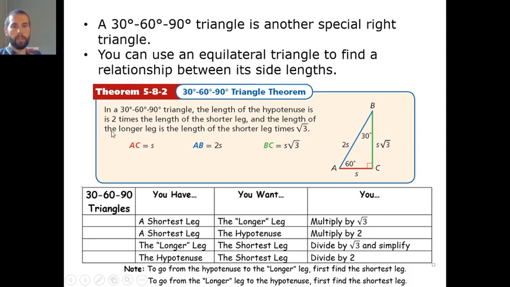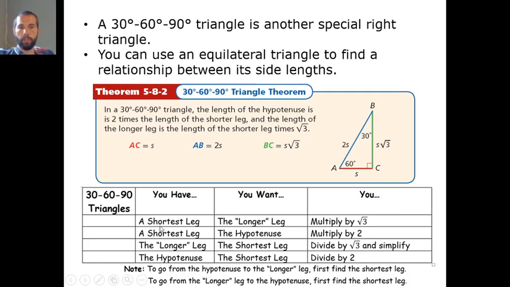So here are the rules. The hypotenuse is just the short leg times 2. The long leg is just the short leg times the square root of 3. So don't get confused with the previous 45-45-90, where you multiplied by the square root of 2. With the 30-60-90, you multiply the short leg by the square root of 3 to get the long leg.